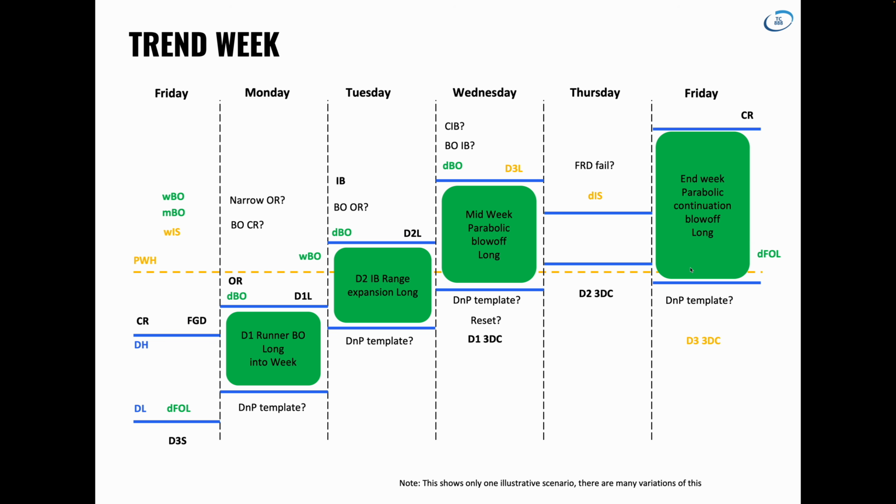Here, potential scenario. Another daily fake out low inside day, and then an end week parabolic blow off to the top, closing out the closing range of the week. So this is a scenario for a trend week. As I said, many possible variations.